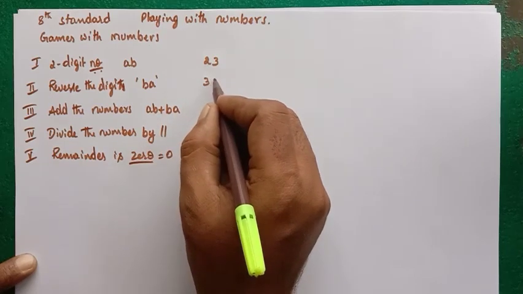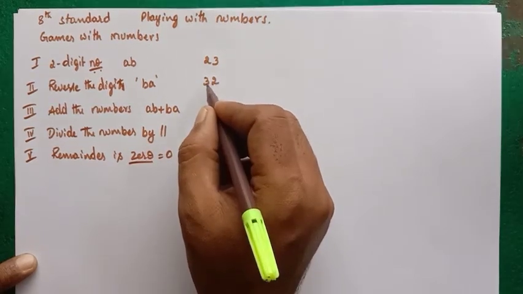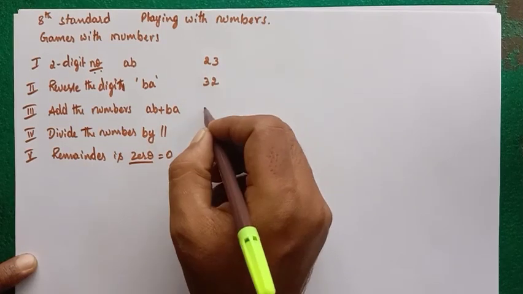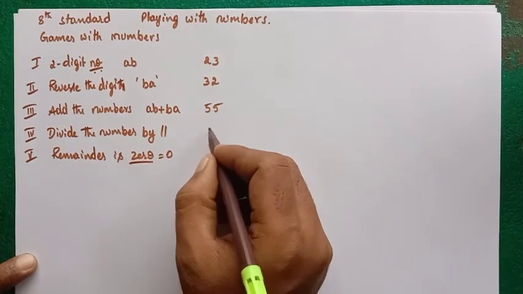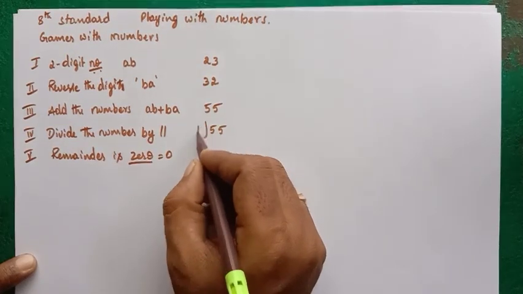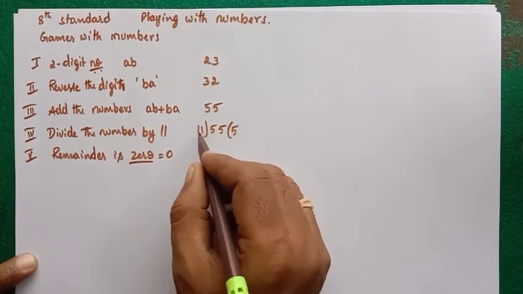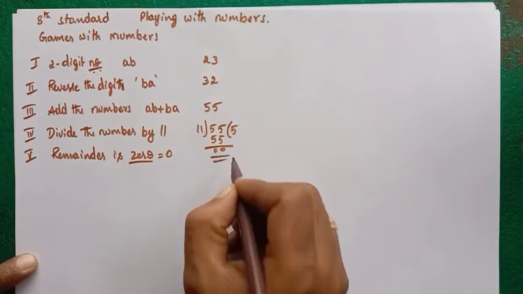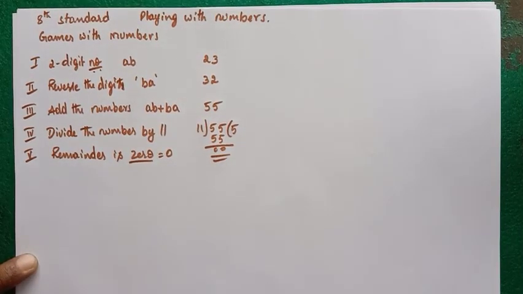In the second step, it will become 32. You have to change the digits. So if you add both the numbers, it means 55. When you divide 55 by 11, you will get 5. 11 fives are 55. So the remainder is 0. What I have told, how it works, that is most important here.